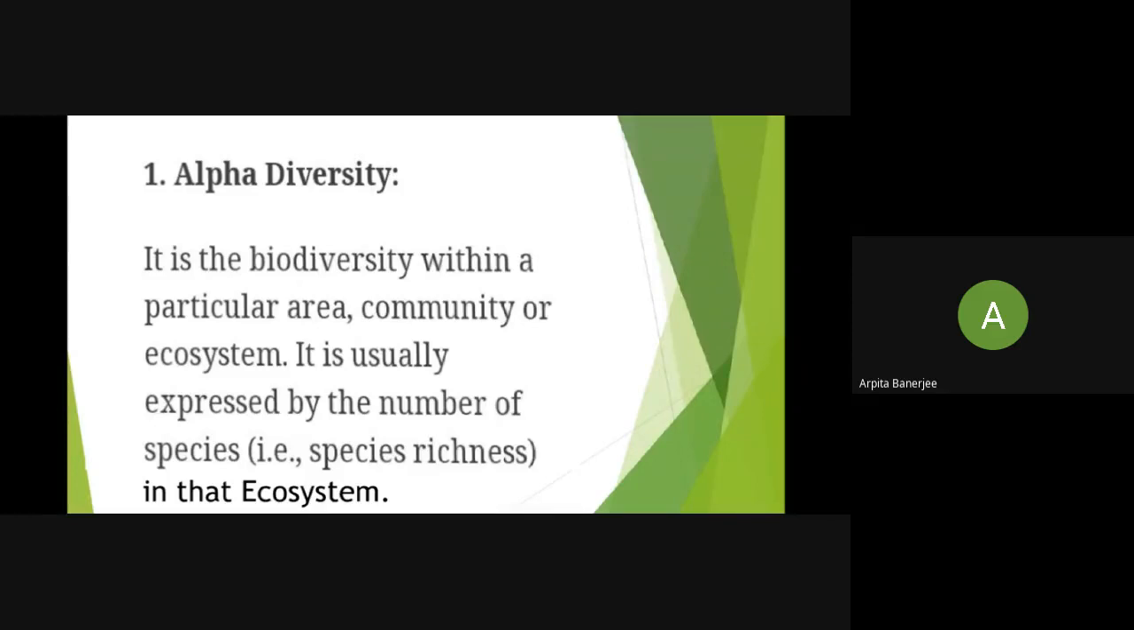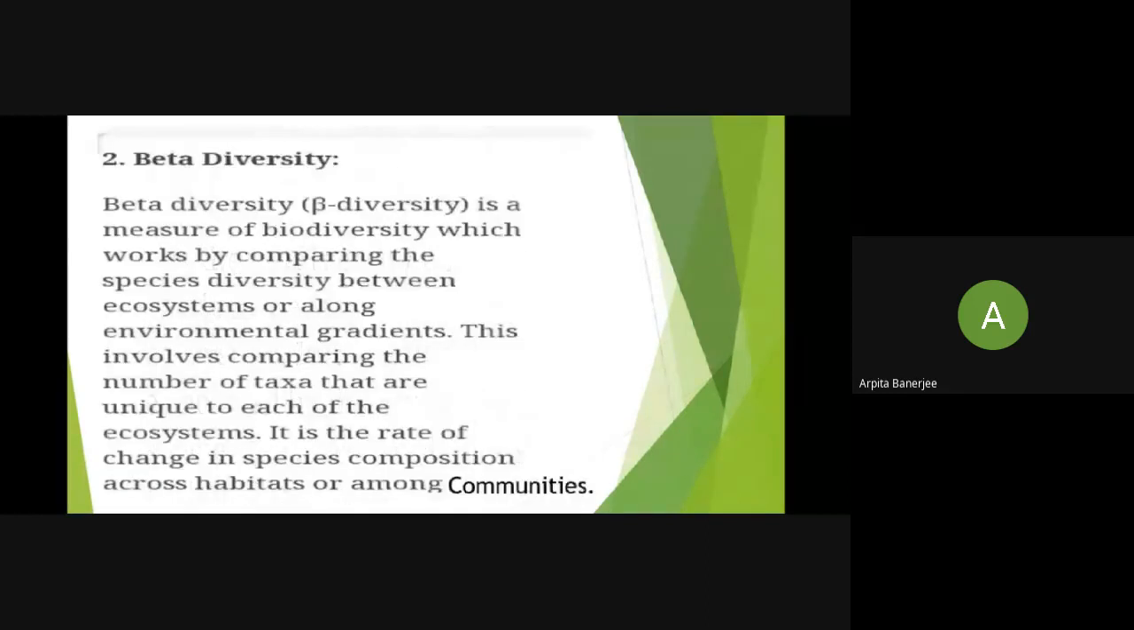Next, we will know about beta diversity. Beta diversity is the measure of biodiversity which works by comparing the species diversity between ecosystems or along environmental gradients. This involves comparing the number of taxa that are unique to each of the ecosystems. It is the rate of change in species composition across habitats or among communities.